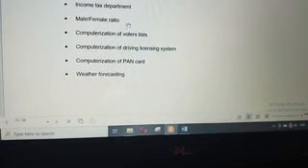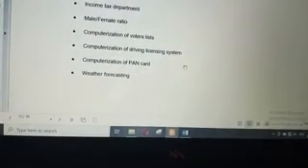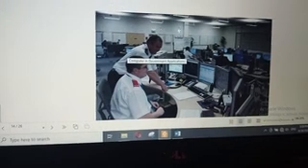Weather forecasting: use computers to forecast the weather of a particular area. So this is a picture that shows you how computer is widely used by government agents, especially for weather forecasting and for determining the male to female ratio in a particular country.